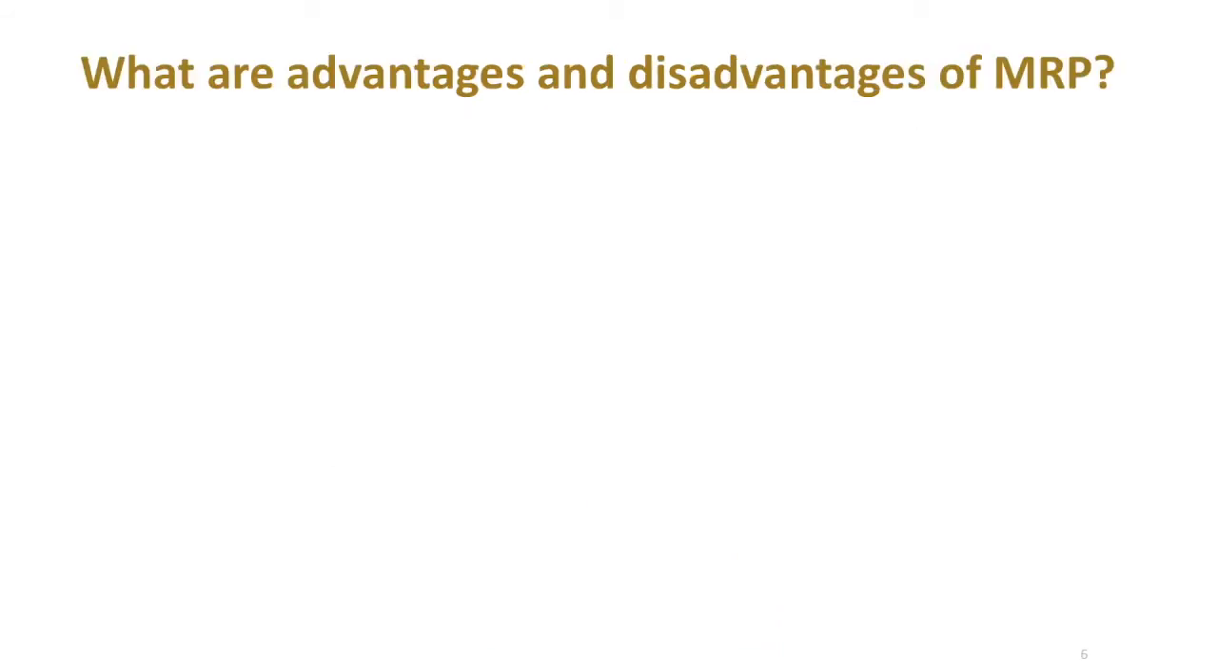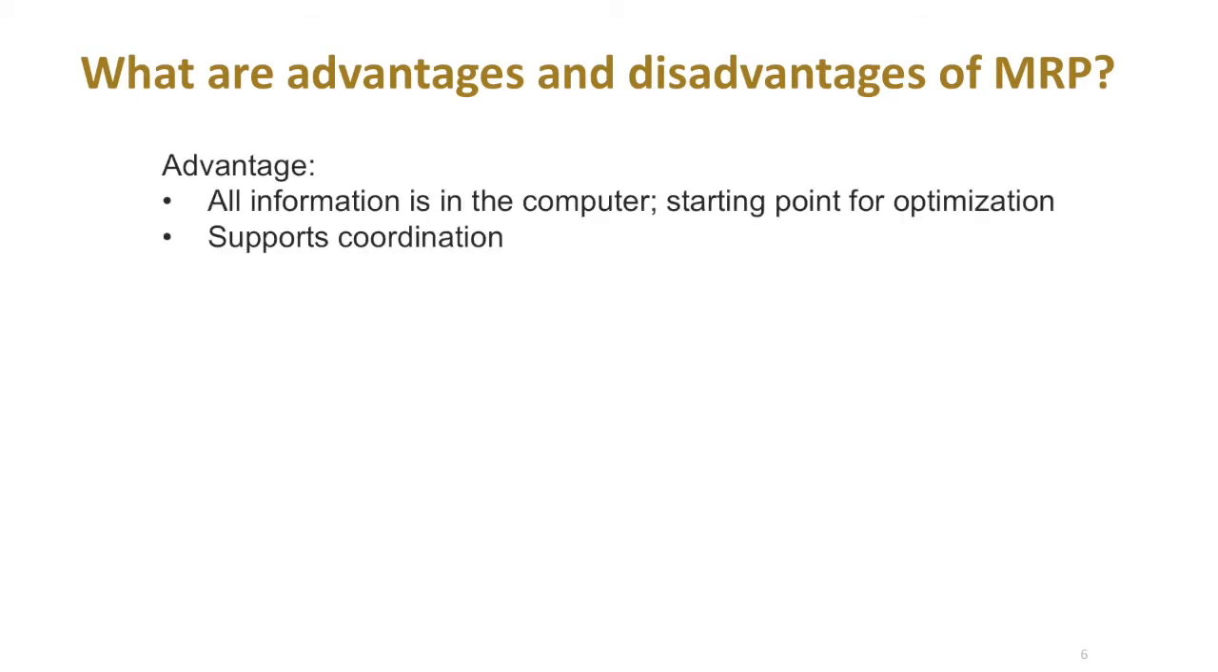What are the advantages and disadvantages of MRP? Let's start with the advantages. MRP recognizes that items and subassemblies may be needed in different final products and integrates the demand for these items and subassemblies. Furthermore, each item and subassembly gets individual treatment and has its own lead time and minimal batch quantity. All information is stored in the computer. It is a starting point for further optimization. As well, MRP supports the necessary communication between the various departments in a company, such as manufacturing, sales, and purchasing.